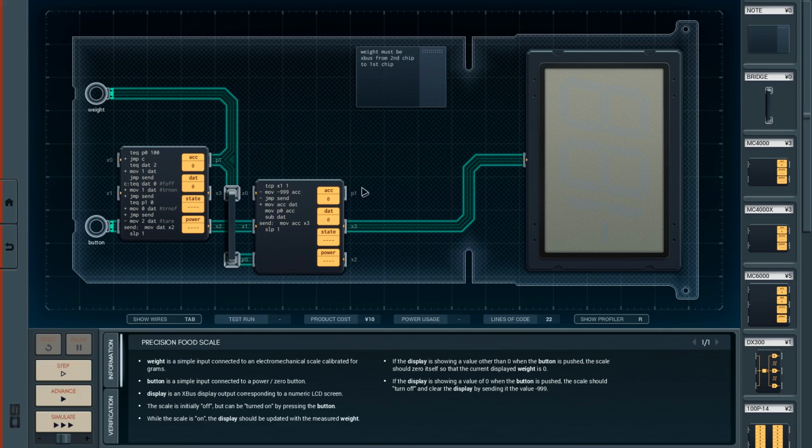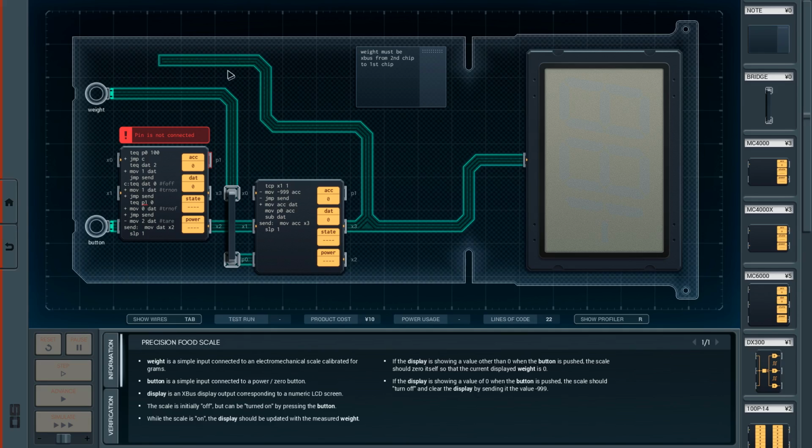Right, so I was saying the weight must be an X bus from the second chip to the first chip. So basically, the output from this. So instead of it being there, let's make our traces look really funny. So test equals x0 is 0.